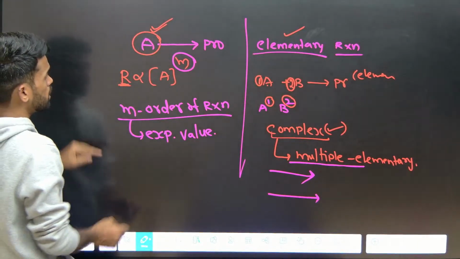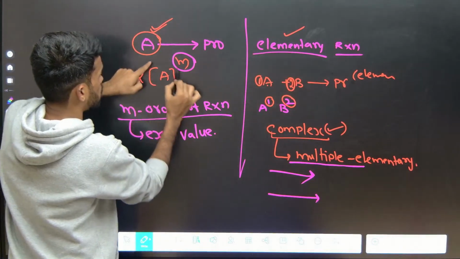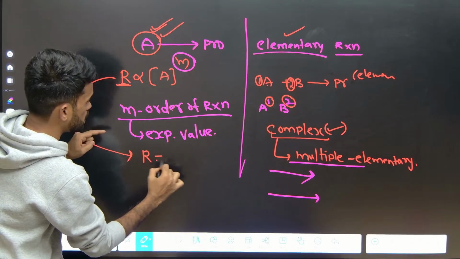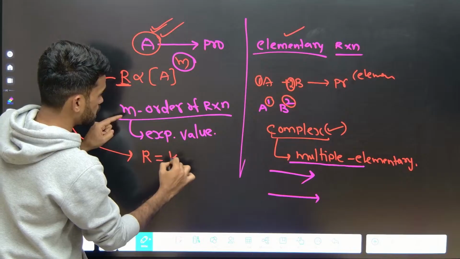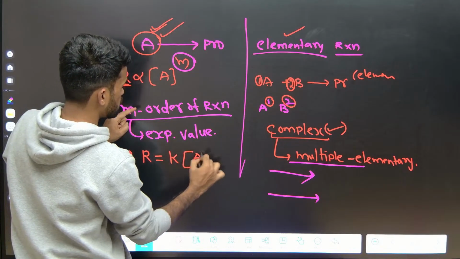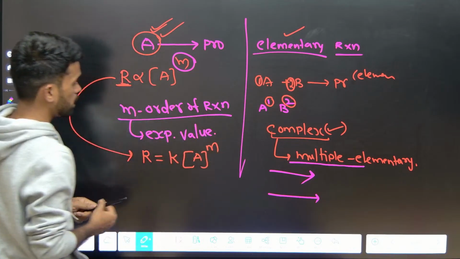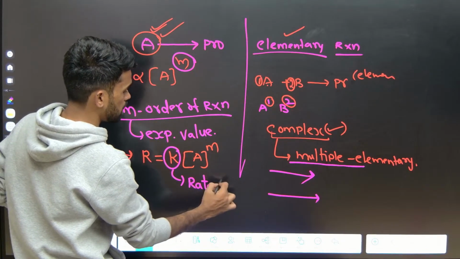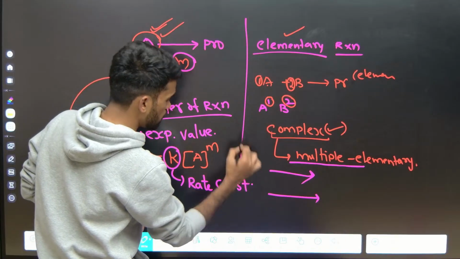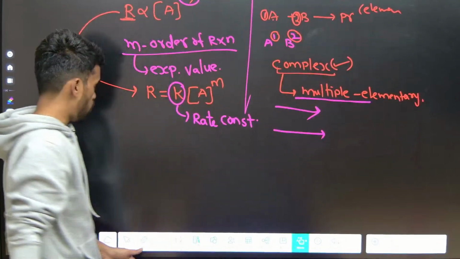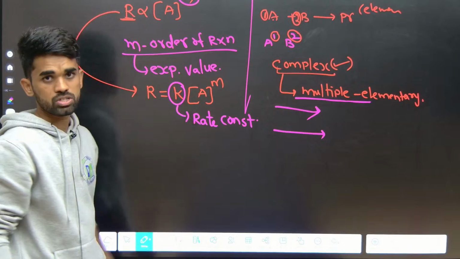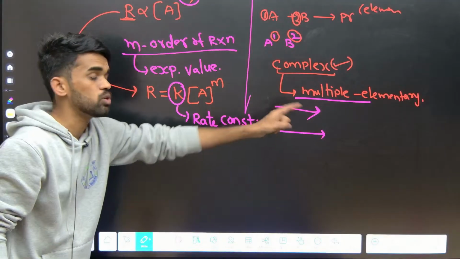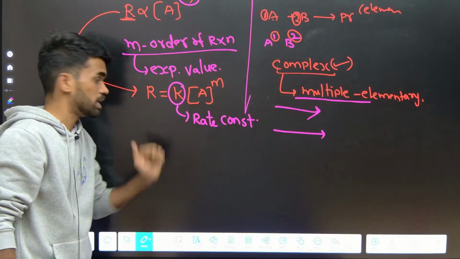Now, the rate of a reaction is directly proportional to the concentration of this reactant. So from here I can remove the proportionality and write a constant K multiplied with the concentration of A to the power m. This K is called the rate constant. In the exam they will ask what the units of this rate constant are. I have shown you that, and I will show you once again after understanding the concept.